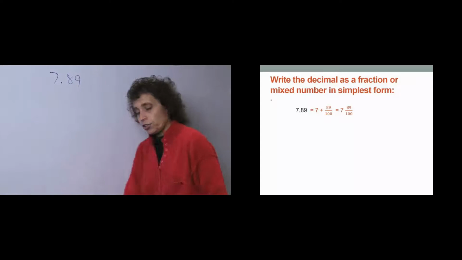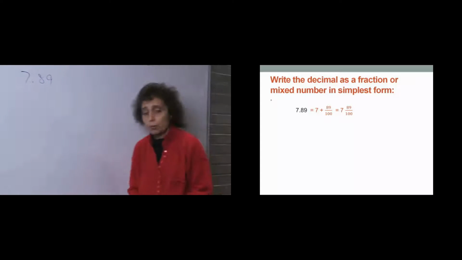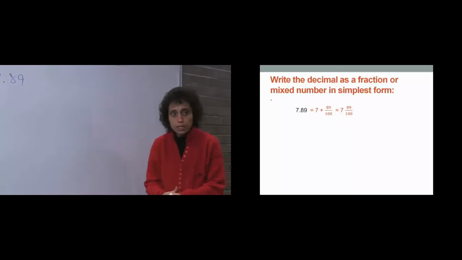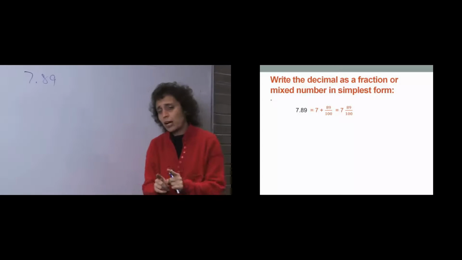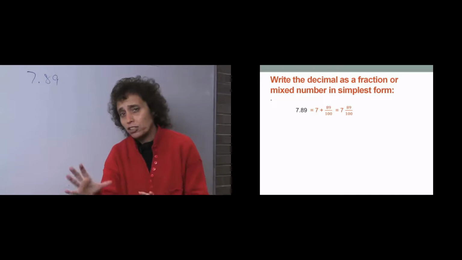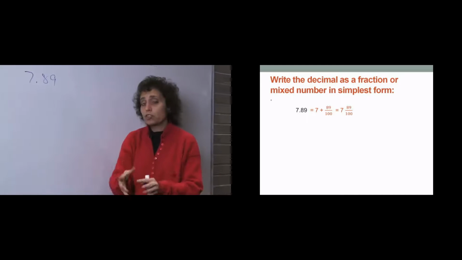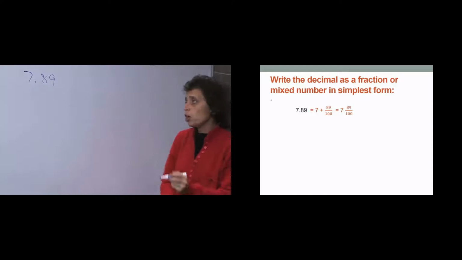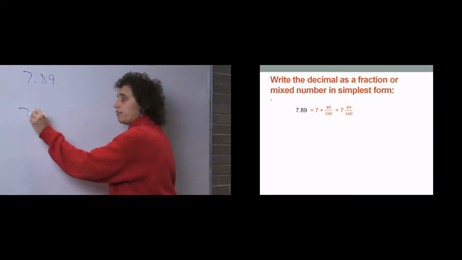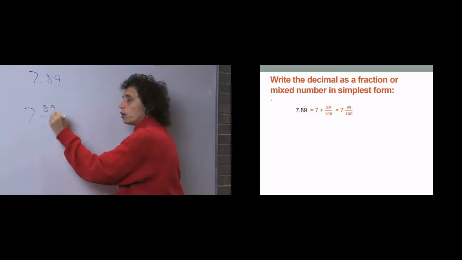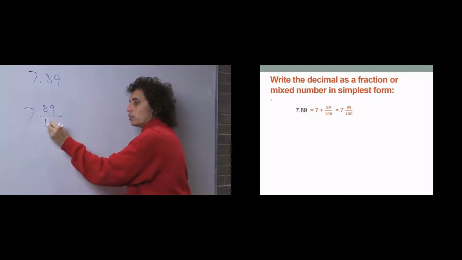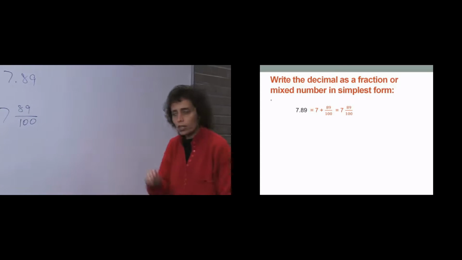Here we go. 7.89. Do you know if this is going to be a proper fraction or a mixed number? Think about it. Remember what a mixed number has. It has a whole number part and a fractional part. Well, this has a whole number part, so this is going to be a mixed number. There are 2 ways to do this problem. One way is simply 7 and 89 over, tenths, hundredths, over 100.